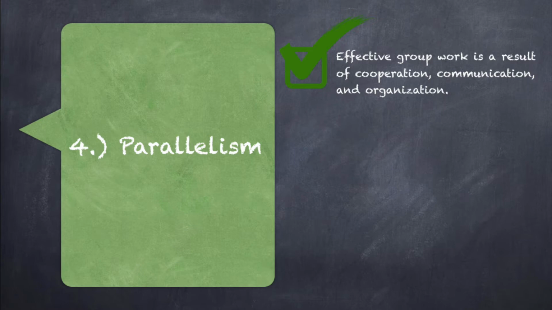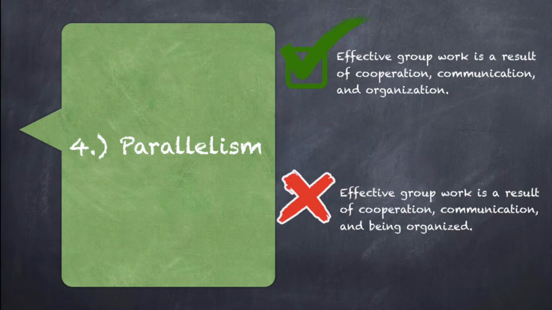Effective group work is the result of cooperation, communication, and organization. Now let's look at the same statement not written in parallel structure. Effective group work is a result of cooperation, communication, and being organized. The claim being organized is not in parallel structure because it is not in noun form like the other 2 claims, cooperation and communication. You want to make sure that your thesis follows a parallel structure so that your reader can clearly identify your arguments.